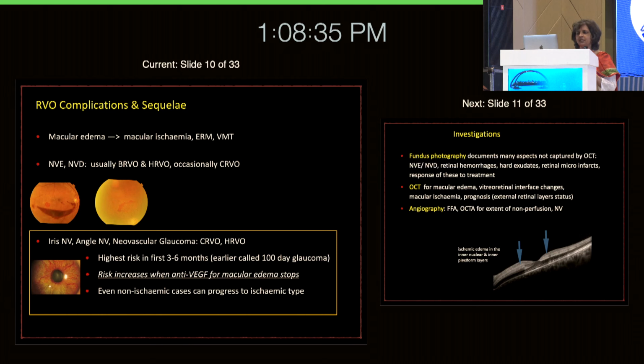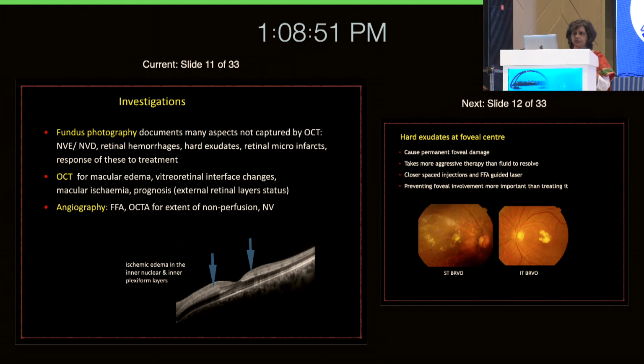And in BRVO, we have to keep looking for new vessels in the periphery or new vessels on the disc, because again, these demand laser at the same time. So not to miss these serious problems while we are treating the macular edema.